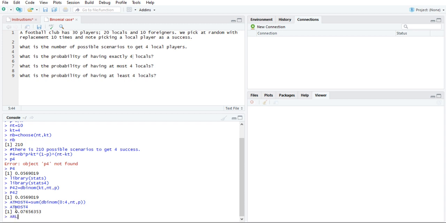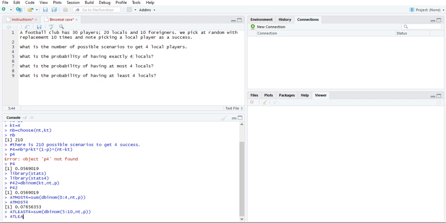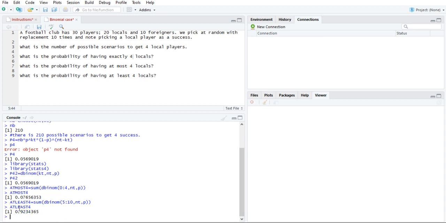Now at least 4. So the same function, but instead of between 0 and 4, it will be between 5 and 10, the remaining values. So nt and p. Atleast4 is 92%, and if we sum the two values, since the events are complementary, we should get 1.